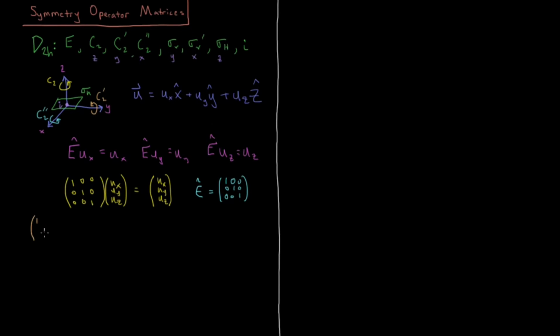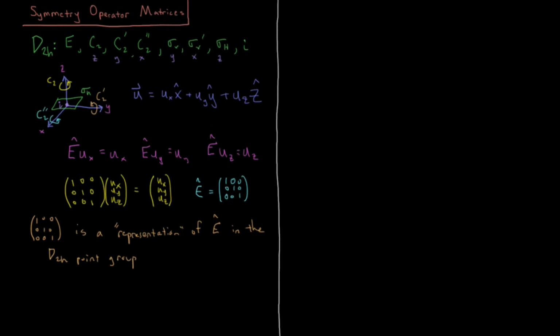So I could say this particular matrix is a representation of E in the D2H point group. That seems straightforward and simple enough.